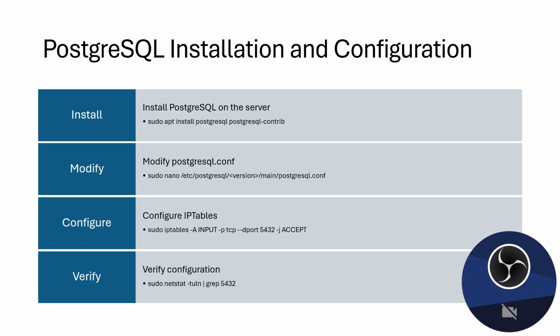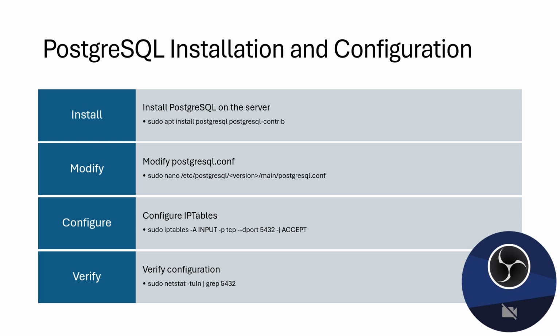Now we'll talk about PostgreSQL installation and configuration on your Linux server. First, you're going to want to install PostgreSQL on the server. You can do this by using the command sudo apt install postgresql postgresql-contrib.